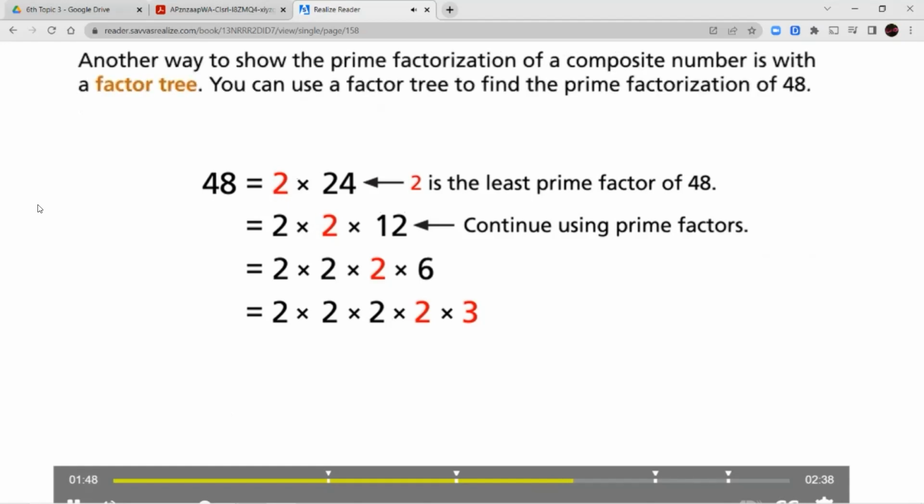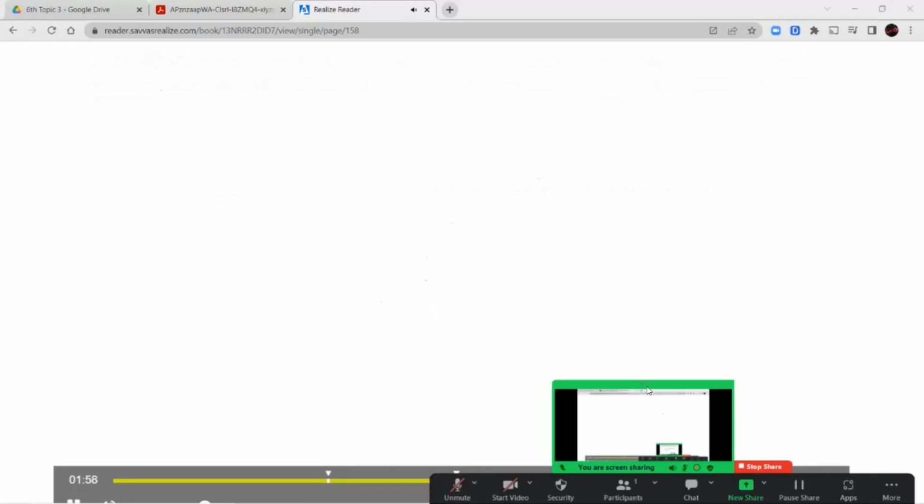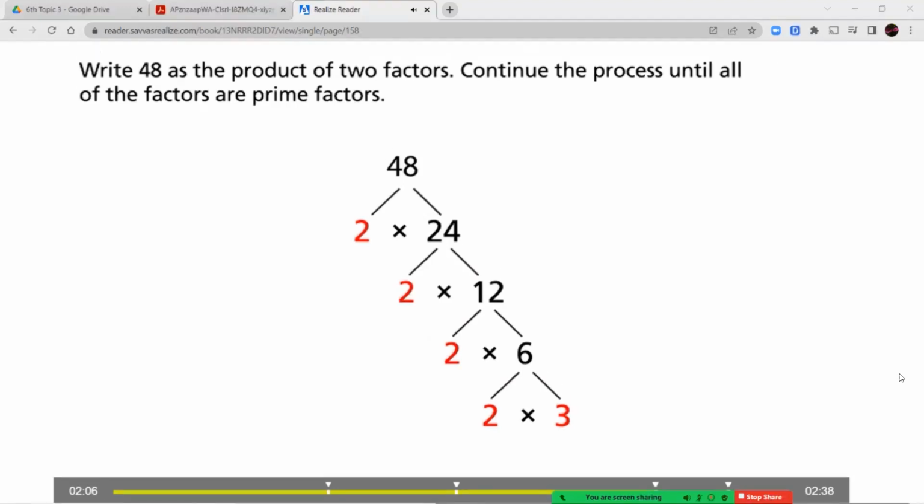Another way to show the prime factorization of a composite number is with a factor tree. You can use a factor tree to find the prime factorization of 48. Write 48 as the product of 2 factors. Continue the process until all of the factors are prime factors.